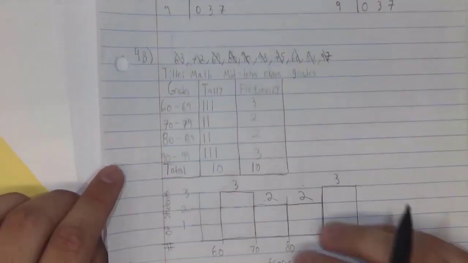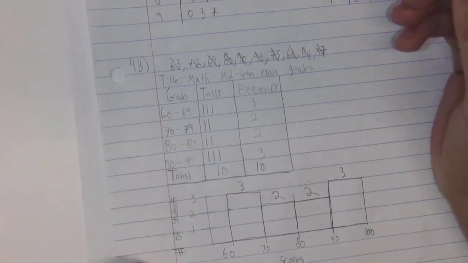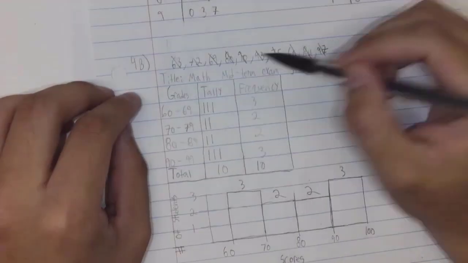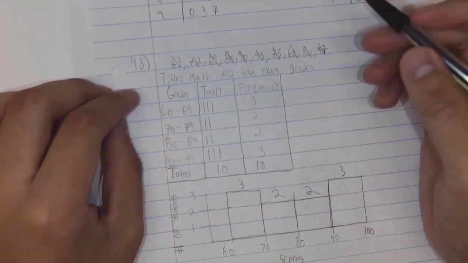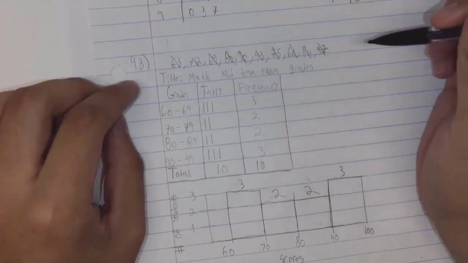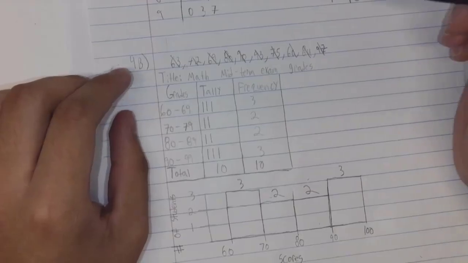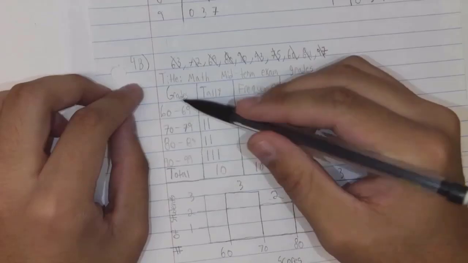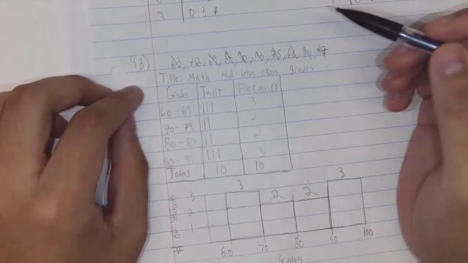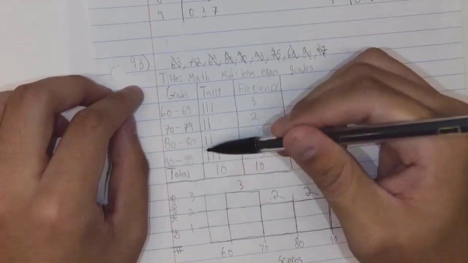Now we're going to move to the histogram. Again, you don't have to put the numbers in order. Put the title, math midterm exam grades for a math class, if you would like. So first, write the grades: 60 to 69, 70 to 79, 80 to 89, 90 to 99.